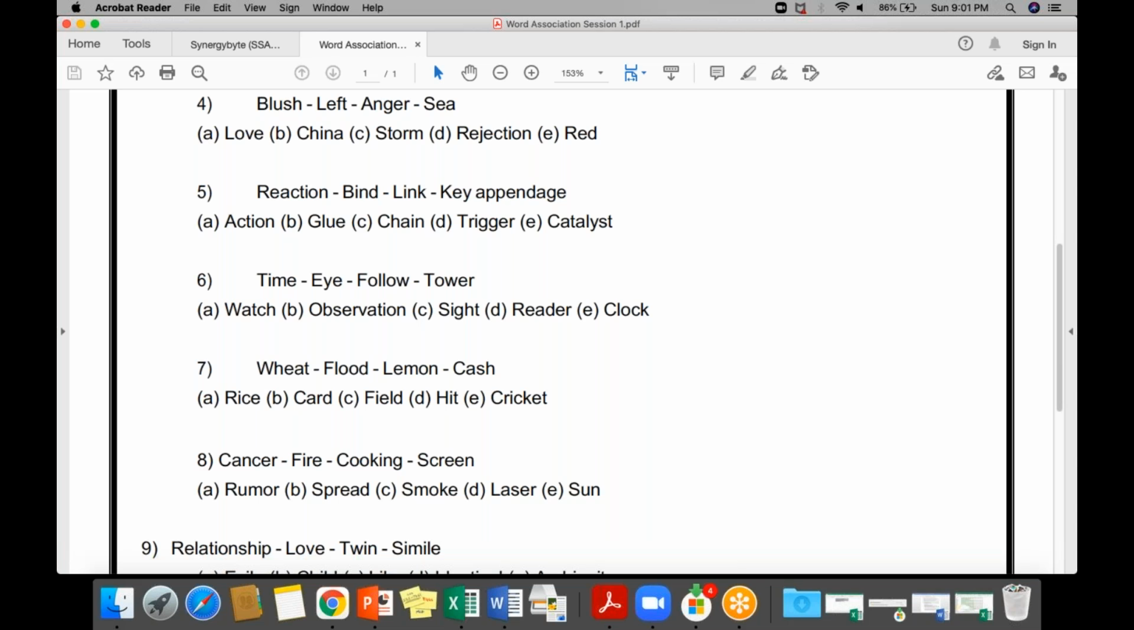Cricket definitely cannot go. So cricket is out. The hit is also out. You cannot put hit with cash or hit with lemon, unless someone is hitting someone with lemons. So hit will not go. Card, I cannot link card with flood. I am left with rice and field. Out of rice and field, what is going to be my answer?